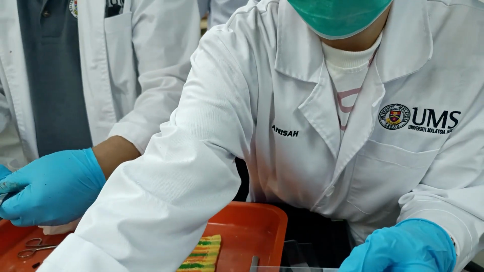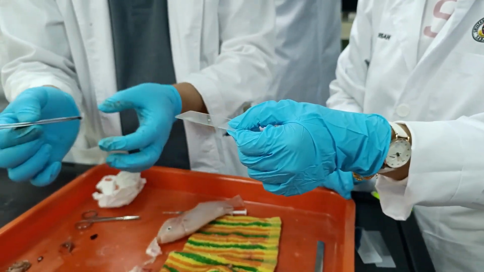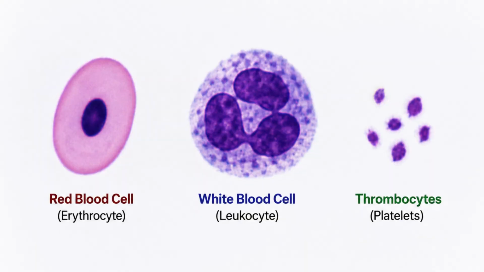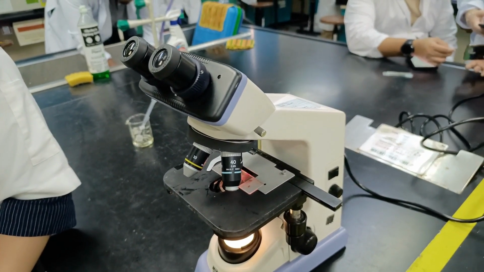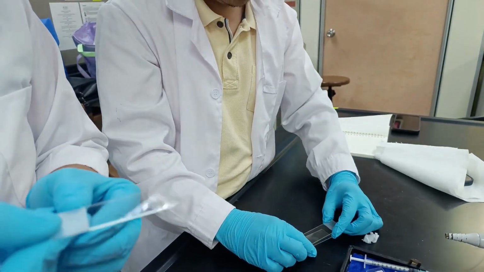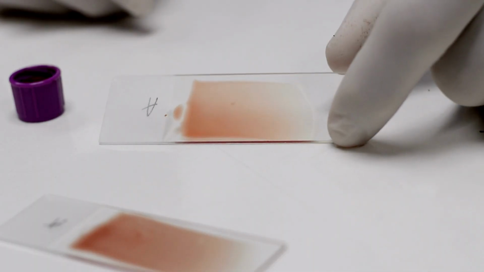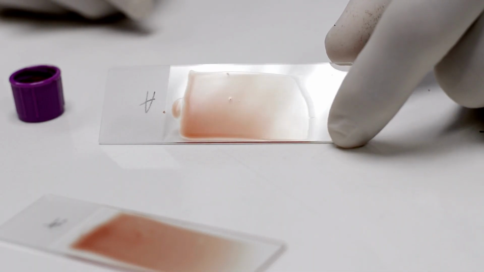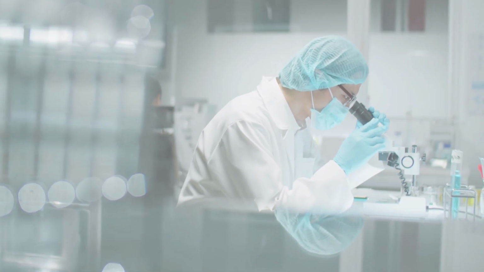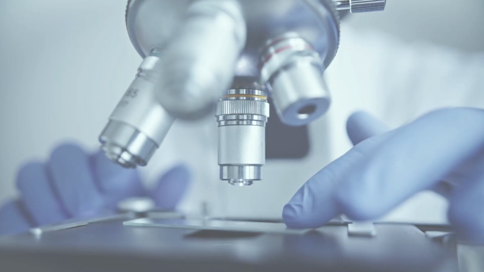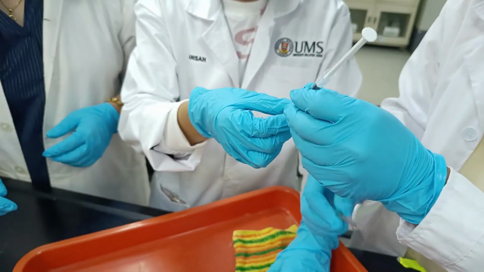In conclusion, the blood smear practical successfully demonstrated the main blood cell types found in red tilapia, including red blood cells, white blood cells, and thrombocytes. The staining and microscopic examination allowed us to observe and distinguish these cells based on their appearance. Through this practical work, we learned the importance of proper blood collection, smear preparation, staining techniques, and careful microscopic observation in identifying fish blood cells and understanding their roles in fish health and immunity.